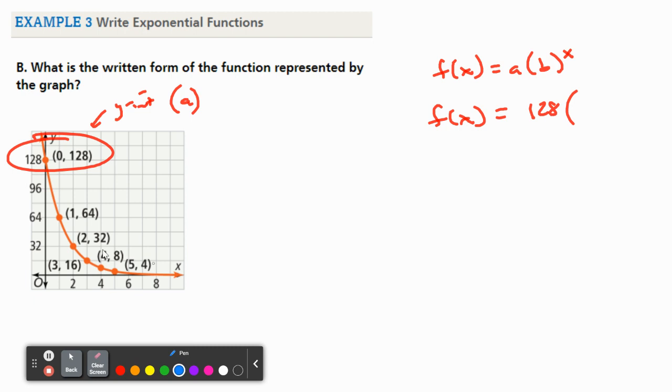Parentheses, and now I'll change colors. So now we're looking at the y values. What do I do to get from 64 to 128? Well, if you take 64 and divide it by 128, you're going to get 0.5. Do the same thing. Take 32 and divide it by 64. You're going to get 0.5. Take, oh, now be careful here. Watch.